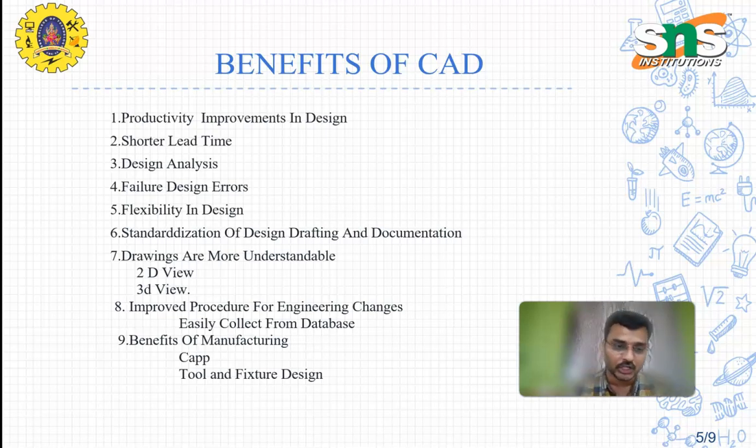Flexibility in design: whenever we require, we can do it in a flexible way. Standardization of design, drafting and documentation, where you can view it as a 2D drawing and also a 3D drawing, and improved procedure for engineering changes. And benefits for manufacturing, like CAPP, computer aided process planning, which is one of the tools used mainly in CAD. It is mainly used to make the process plan very effective, and also for tool and fixture design, where we go for the CAM machine. Tool and fixture are very important to consider when designing a product.